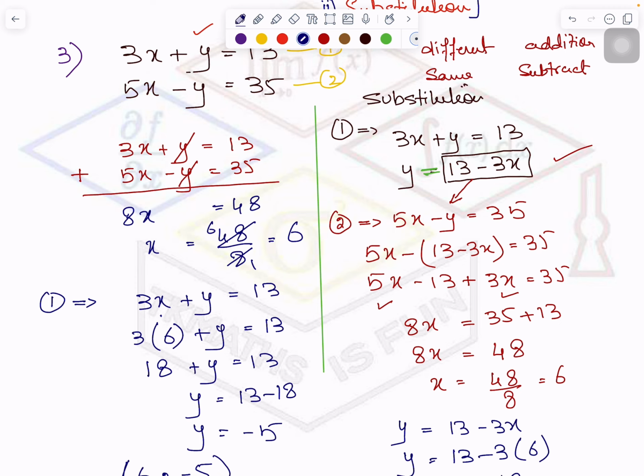So in the next video, I will take an example in which the coefficients are not the same and you have to make them the same. Okay? And I will solve it by both methods, the elimination method and the substitution method.